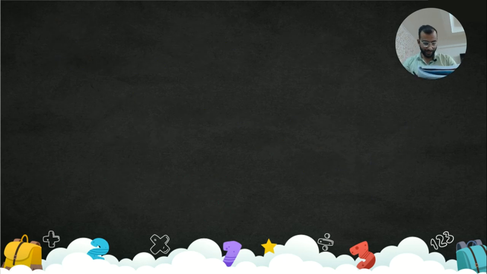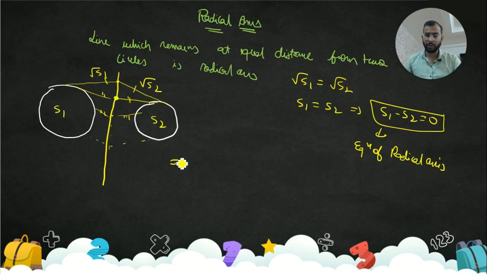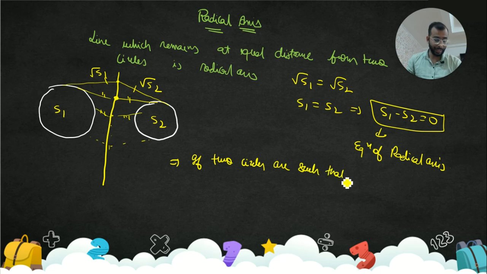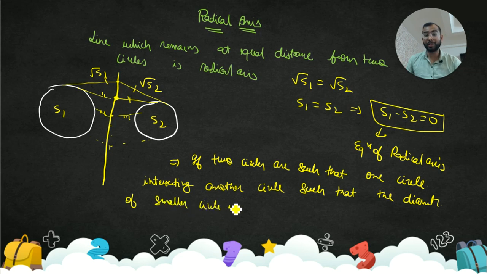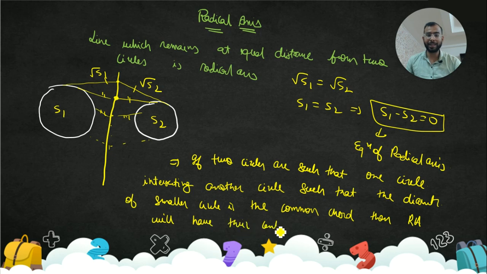Okay guys. Look, let me write one important point here. We have written one important point. If two circles are such that one circle is intersecting another circle such that the diameter of the smaller circle is the common chord, then the radical axis will have their center. Will have their center means the radical axis will pass through their center.